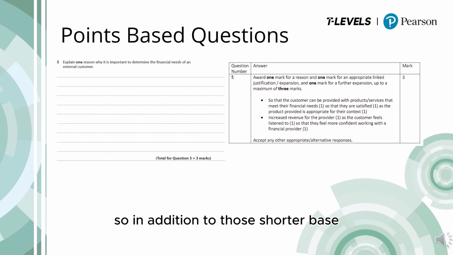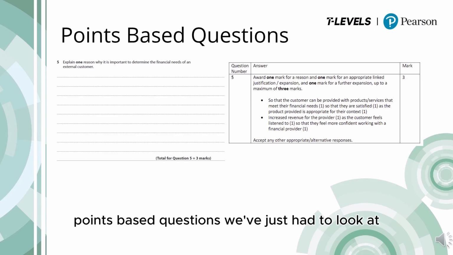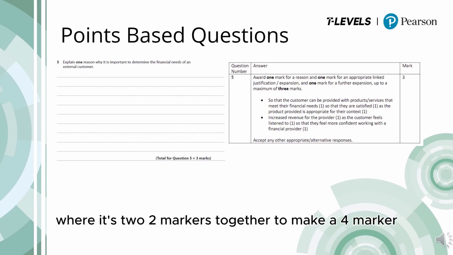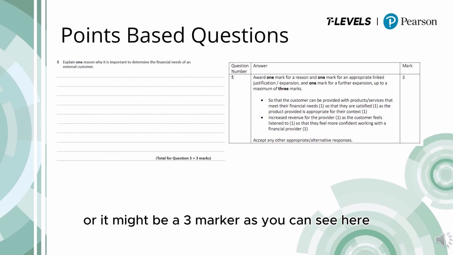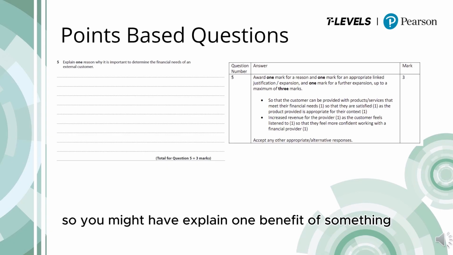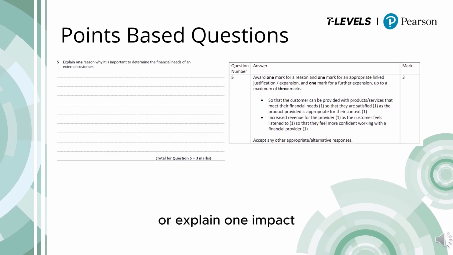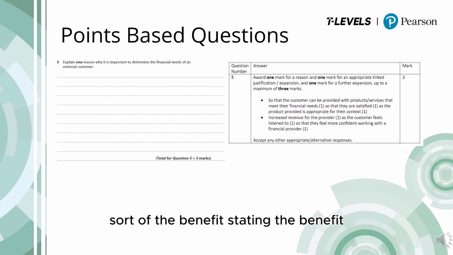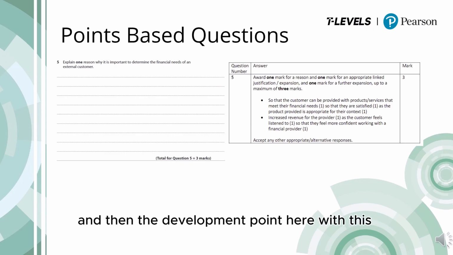In addition to those shorter points-based questions, we also have some medium response points-based questions. These might be 4 markers where it's 2 markers together to make a 4 marker, or it might be a 3 marker as you can see here. So with explain, you can have 2 markers. You might have explain 1 benefit of something or explain 1 impact, and the student would get 2 marks for stating the benefit, and then the development point.